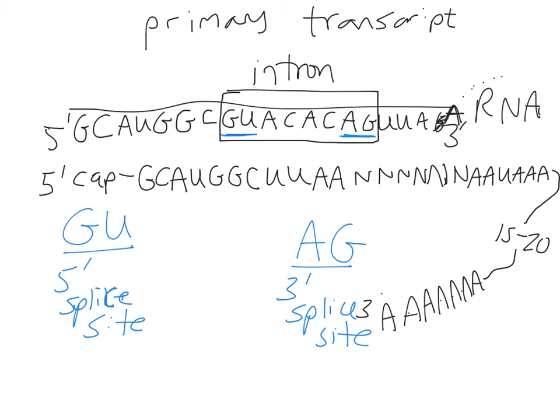Now, messenger RNA, it's been capped, spliced, and it had its poly-A tail added. We started with a primary transcript, we've ended with a messenger RNA.